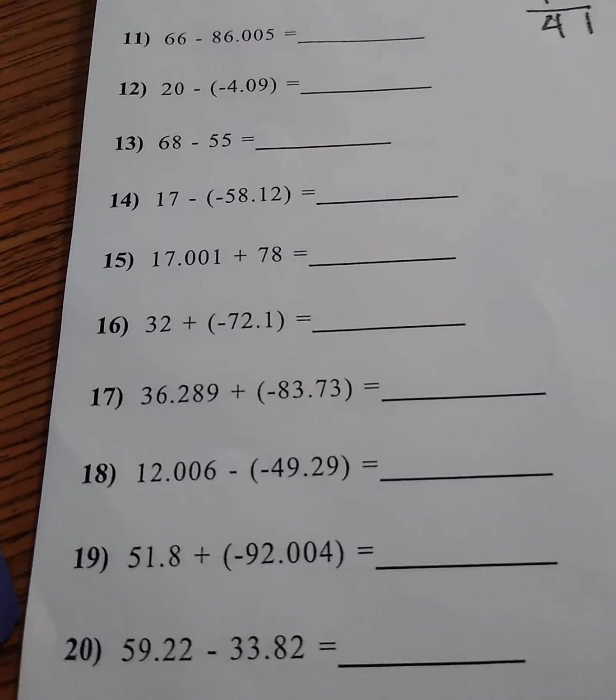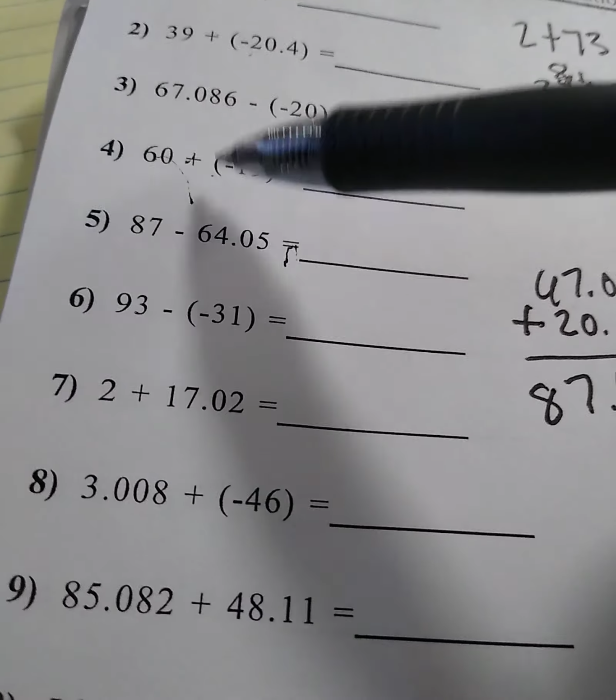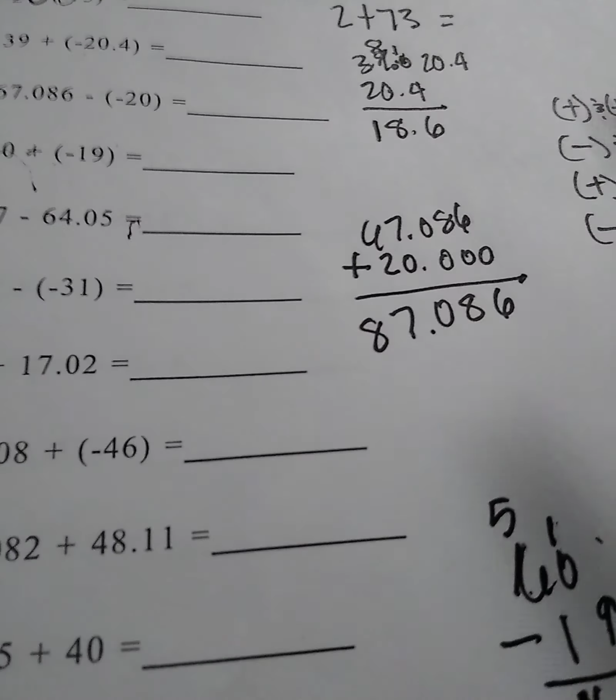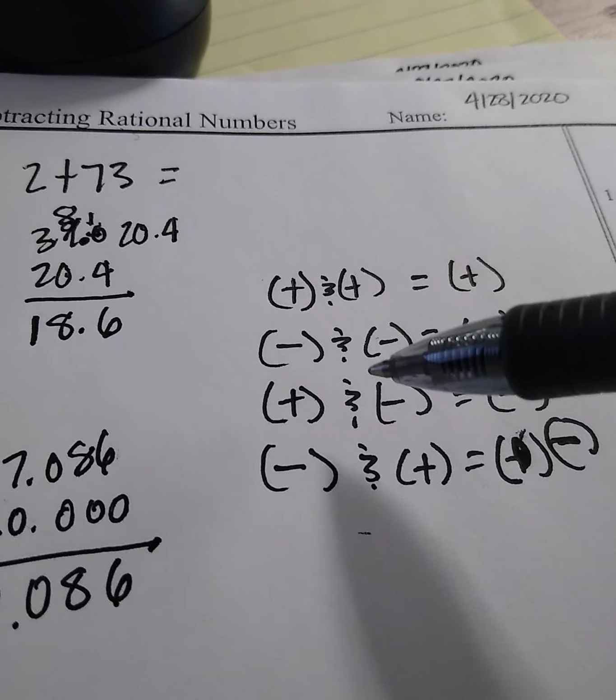So you're going to do that for 5 all the way through 20, okay? You're just paying attention to these signs here. Change it based on your graph, and then solve the problem.